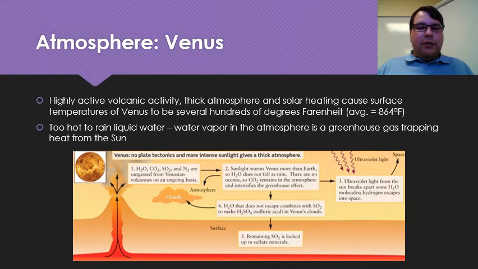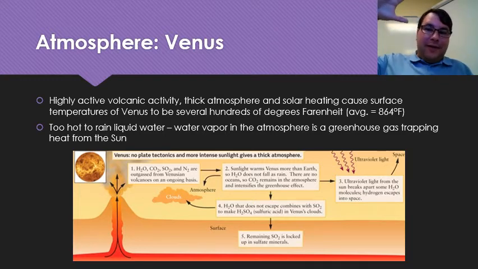Now, if we're trying to have water on Venus, H2O, it's too hot for water to actually exist in a liquid state on Venus. So it would be trapped in the atmosphere as a water vapor, and that water vapor is acting like a greenhouse gas to contain even more heat down at the surface level.